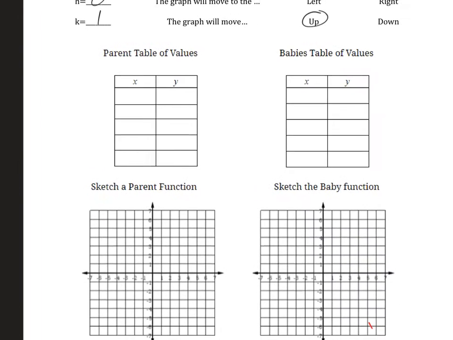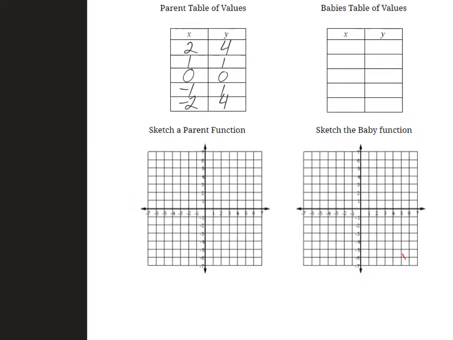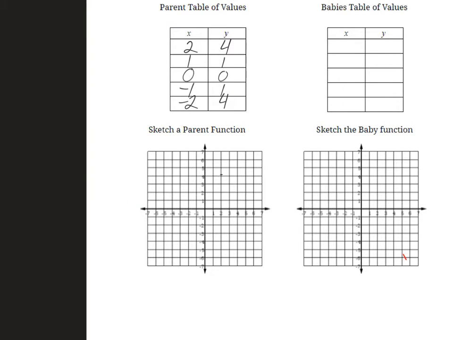Okay, so parent table of values. What are my x values? We should have gotten 2, 1, 0, negative 1, negative 2. What are my y values? 4, 1, 0, 1, 4. It's the same every time, guys, so there's nothing too crazy about it. If we're doing a quadratic, then it's going to be 4, 1, 0, 1, 4. If we're doing absolute value, then it's going to be 2, 1, 0, 1, 2.